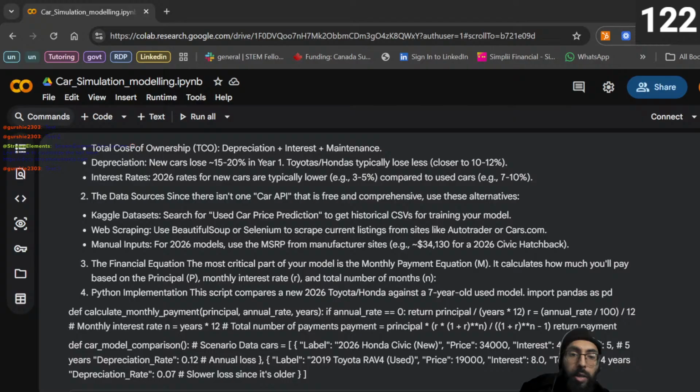Let's just write test 4 on there. Let's see if it pops up. Okay, so yeah, total cost of ownership, depreciation, interest, and maintenance. New cars lose 15-20% in year one. Hondas and Toyotas typically lose less. Interest rates, 2026 rates.